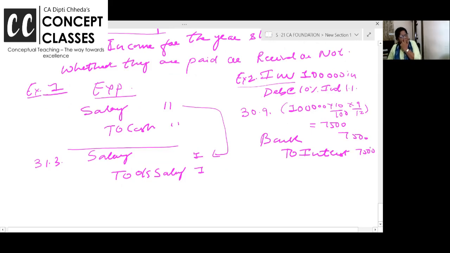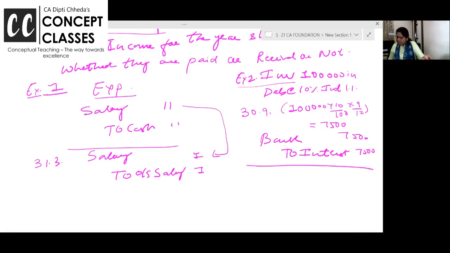कोई doubt किसी को? Bank account debit and interest credit. And the remaining interest didn't come. This was the interest for 9 months. I think it's correct. Let us calculate also. 1 lakh. Okay, very quick. You're saying it's correct. Fine.